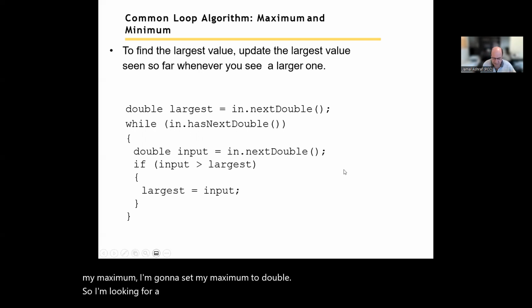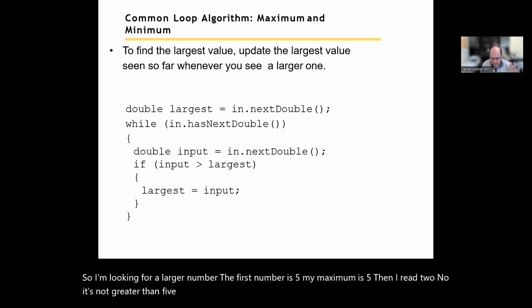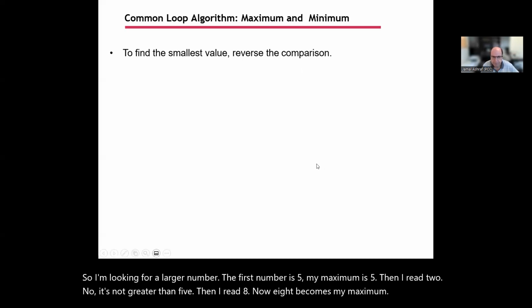The first number is 5. My maximum is 5. Then I read 2. No, it's not greater than 5. Then I read 8. Now 8 becomes my maximum.